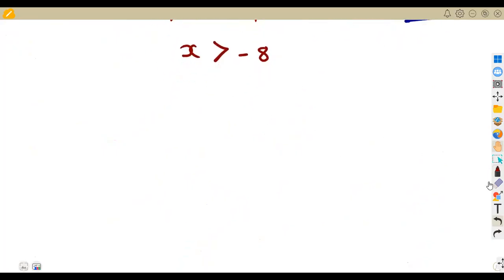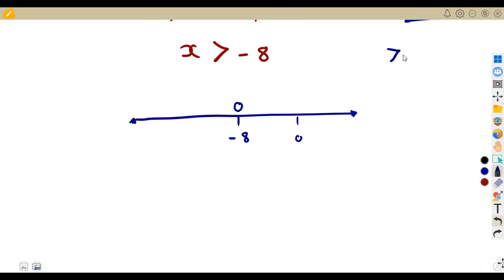So if x is greater than -8, what is important is where the -8 is. Let's say this is where we have our -8. Definitely our 0 can be somewhere there. So for greater than, we just indicate a circle at -8. You do not shade anything if it is greater than. You only shade when there is an equal to. That's where you shade the circle. But in this case, just draw a circle like this.